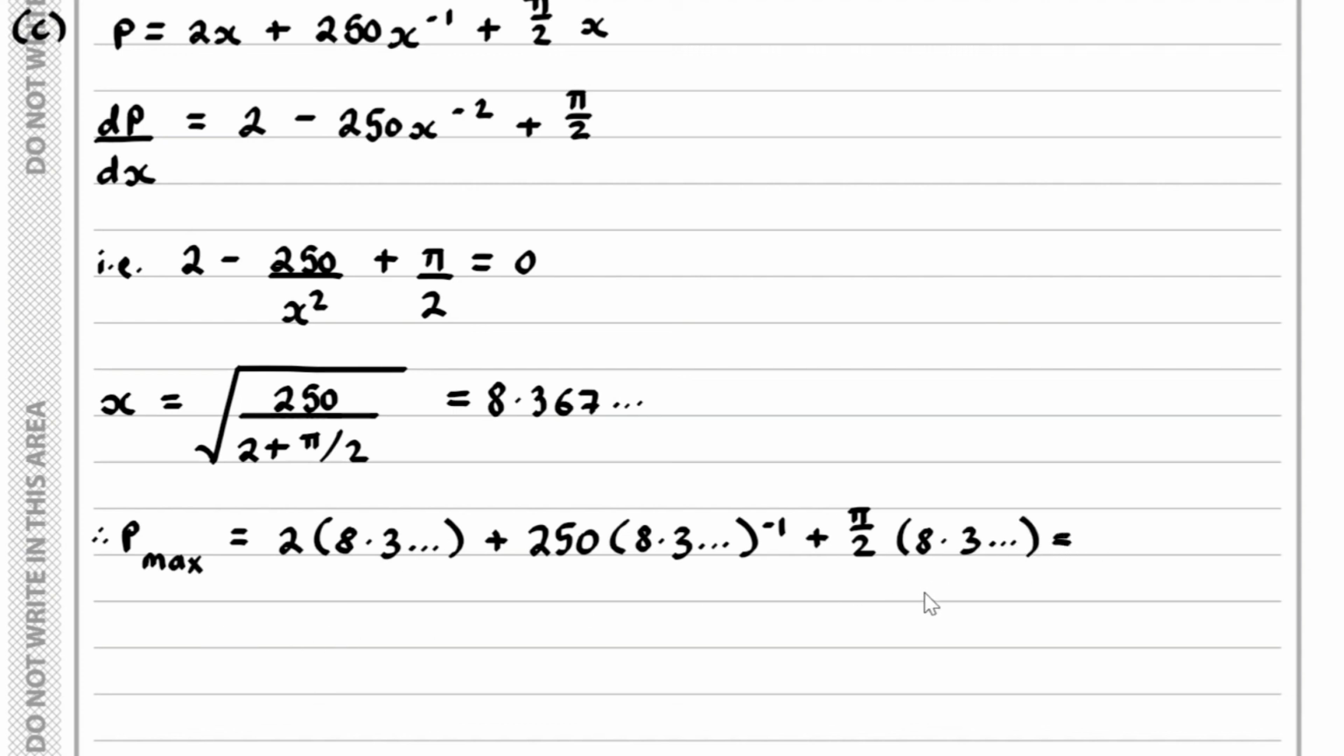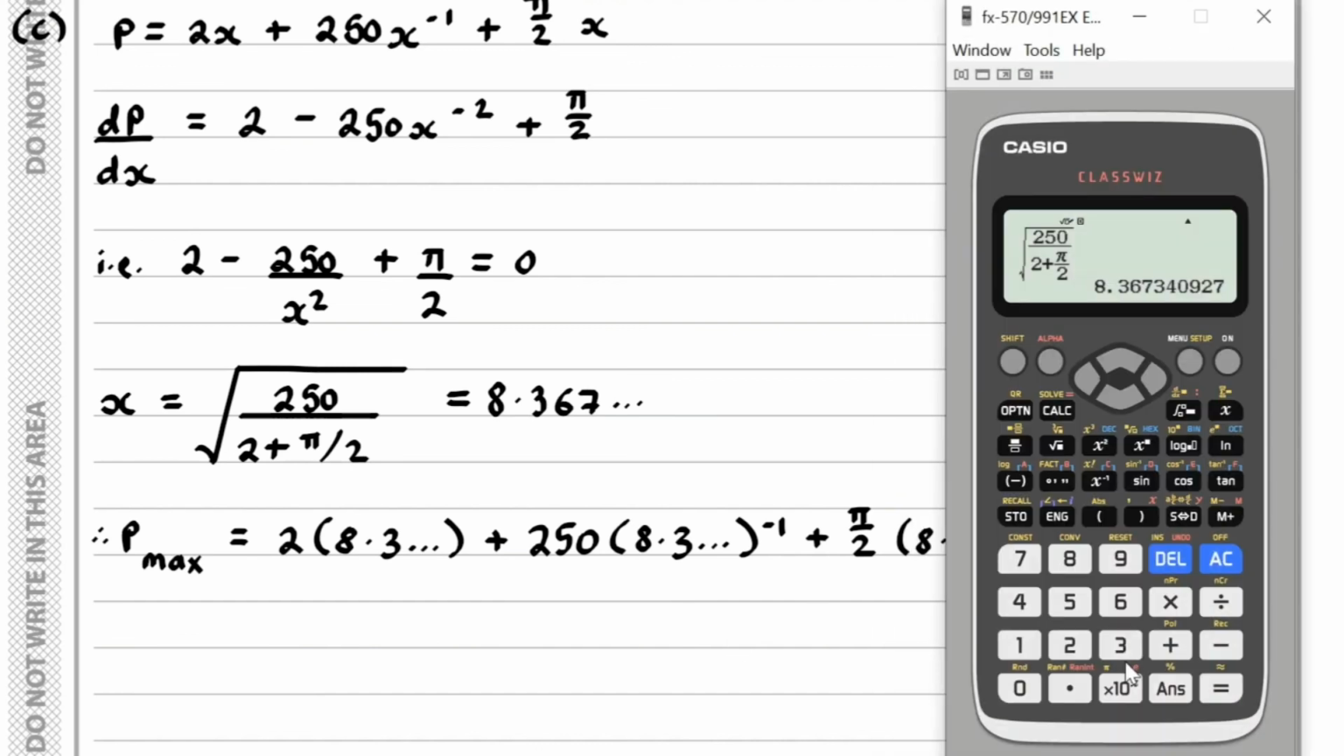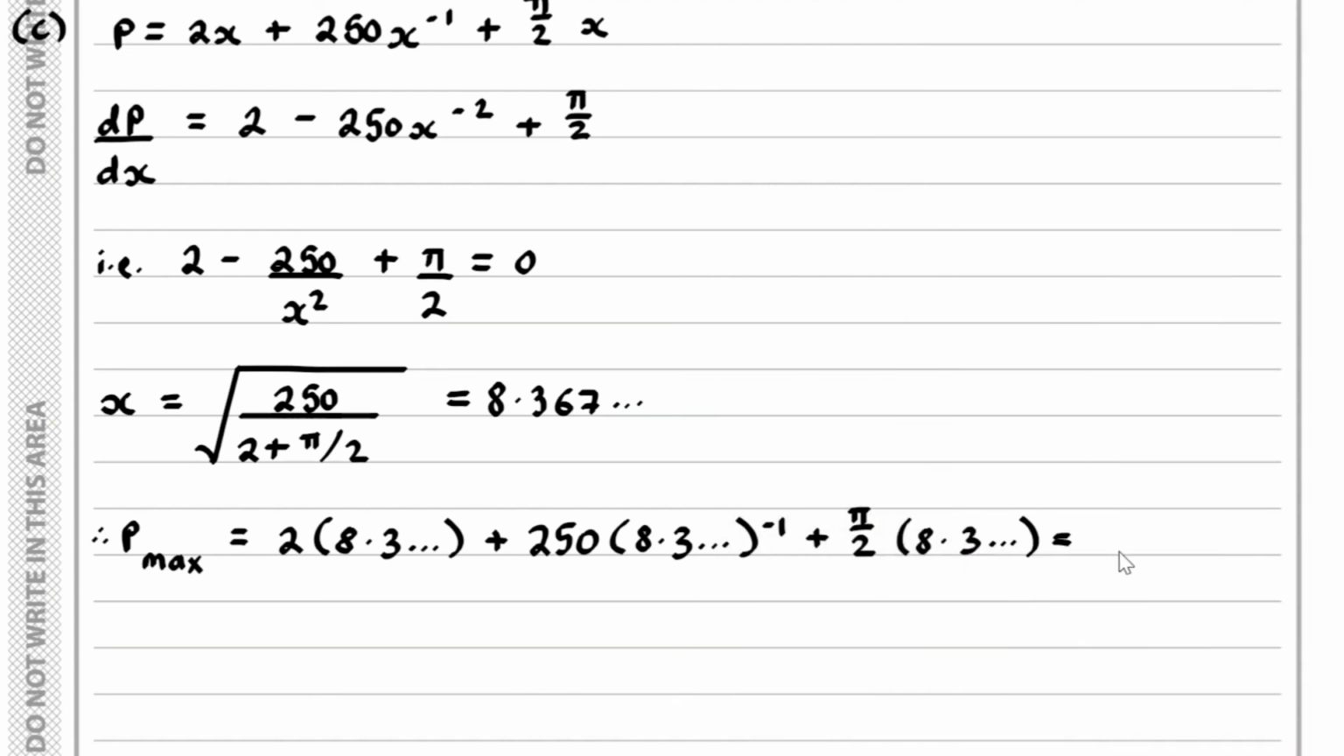And if I work this out to 3 significant figures, 2 lots of this plus 250 lots of this to the power of minus 1 plus 0.5 pi lots of this, it turns out we get 59.8. So we have 59.8 meters, to 3 significant figures.